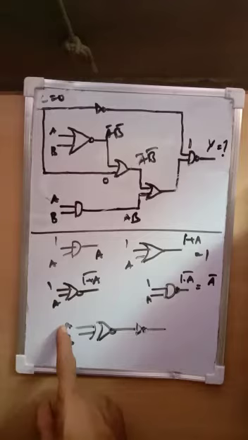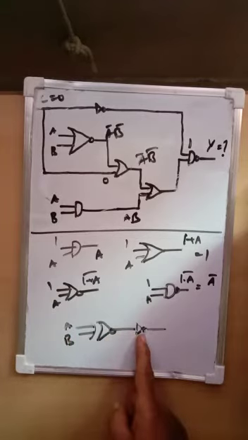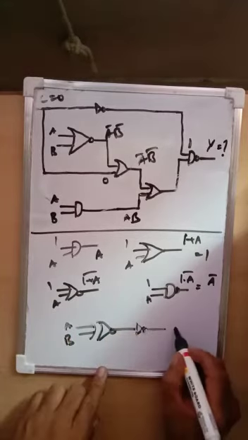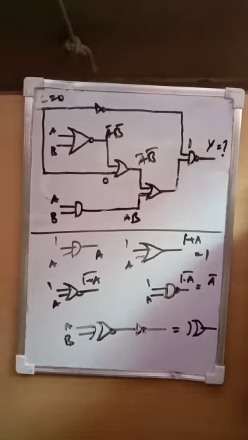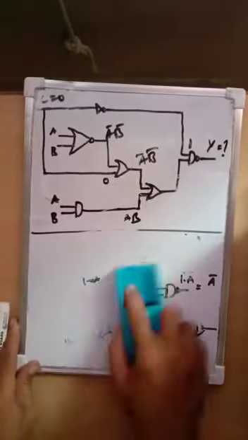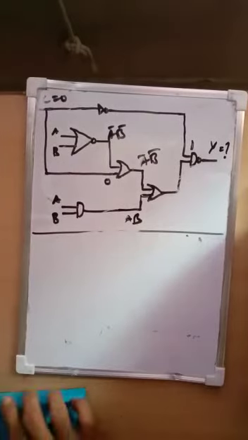And similarly, A dot B, exclusive OR gate. Its inverse is equal to the exclusive NOR gate. So if you keep these properties in mind, then we can solve the problem very easily. So let us check how to solve the problem.